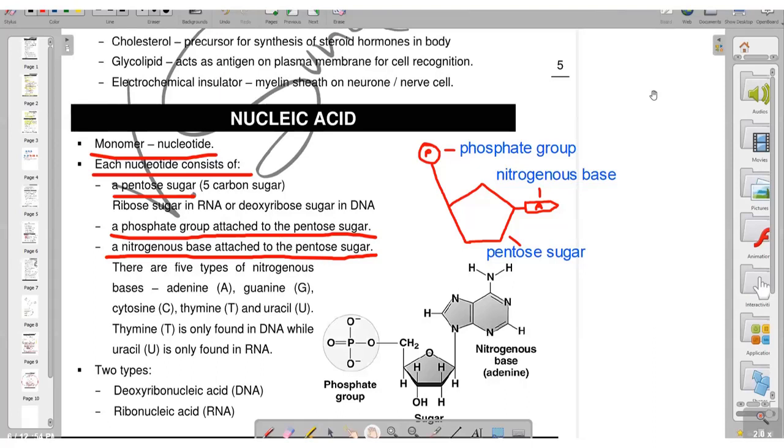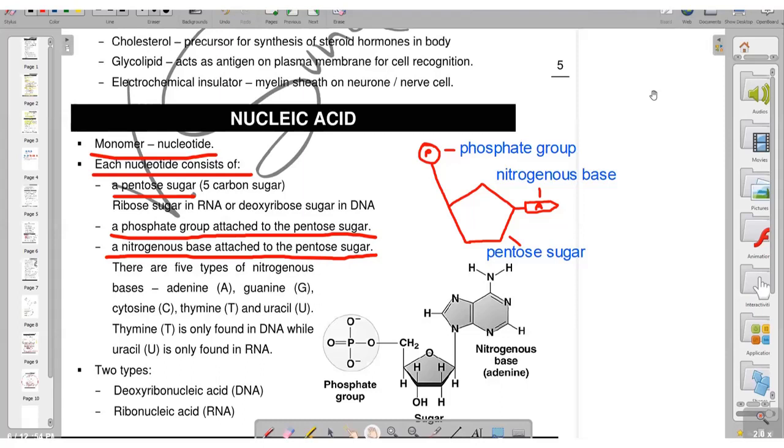And another student asked me a question: what happens to the pentose sugar when it's not attached to the nitrogenous base? It could be used to produce energy because sugar is a sugar. It can be used to produce energy, but our body's choice is always glucose to produce energy.